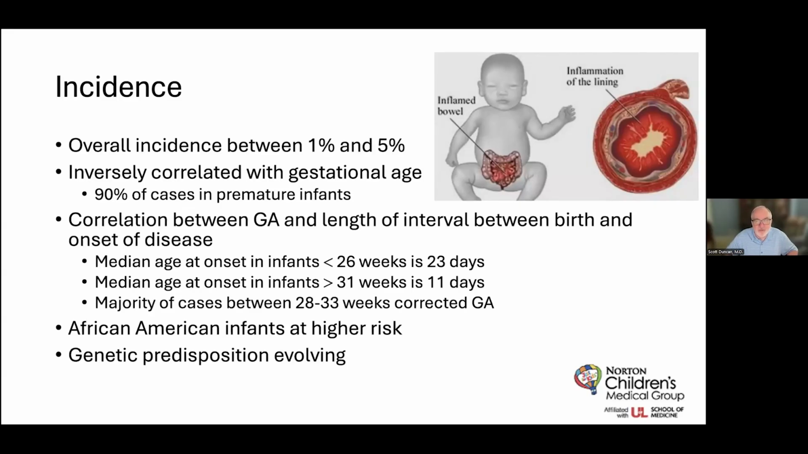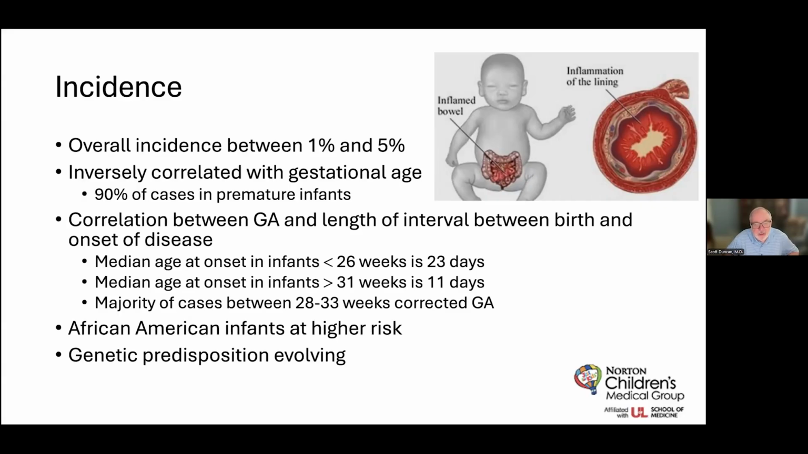The overall incidence varies between centers, and it ranges between 1 and 5%. I've already mentioned that it's inversely correlated with gestational age. In fact, most of our cases are in preterm babies. There's also a correlation between the gestational age and the interval between the birth and the onset of disease. You'll see on this slide, the median age at onset in an infant less than 26 weeks is about 23 days. Median age of onset in an infant who's greater than 31 weeks is about 11 days. So they have a tendency to occur between this 28 and 33 weeks corrected gestational age.